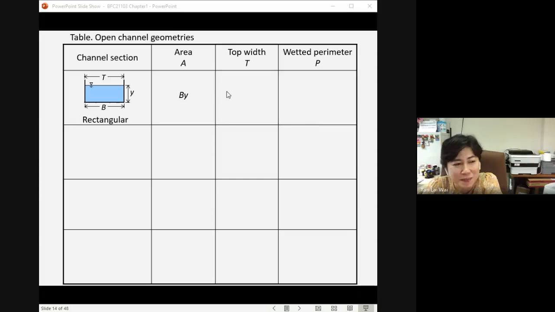Top width is of course B for a rectangular channel. Can you give me the formula for wetted perimeter? Remember the wetted perimeter is the length of the perimeter being wetted by the flow. What is it? Can you type it? Just type it. If anyone knows, I hope you'll be ready, just in case Sam couldn't answer it. I need your help as well. What is the formula for wetted perimeter? I think you have the notes already, but it's okay.